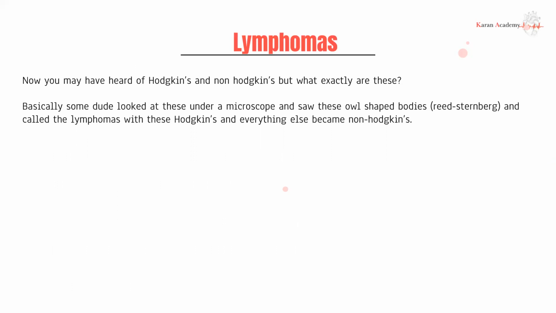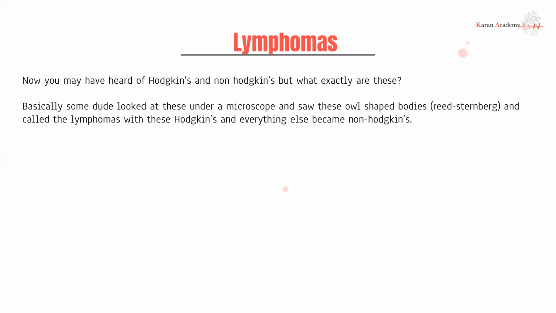Now you would have heard of Hodgkin's and non-Hodgkin's lymphoma, and this just complicates things ever so further. Basically, what happened was some dude looked under a microscope ages ago and saw some owl-shaped bodies, and these are now called Reed-Sternberg cells. He called any lymphoma that has these Reed-Sternberg cells Hodgkin's, named after himself, quite humbly.